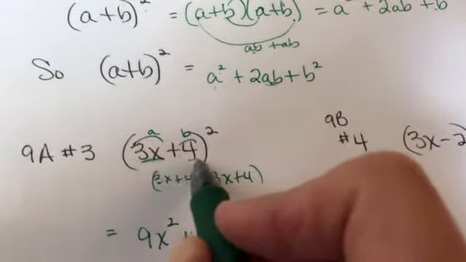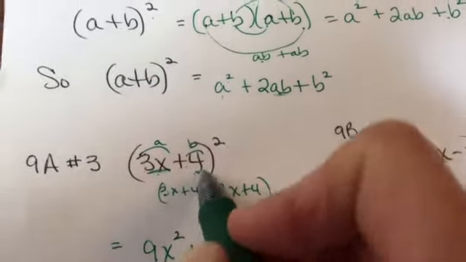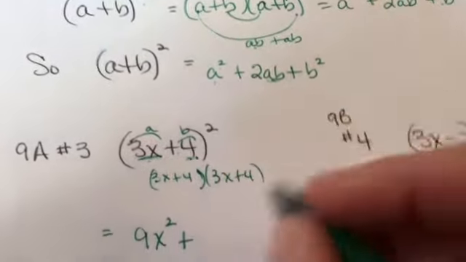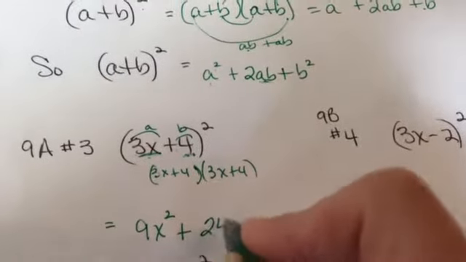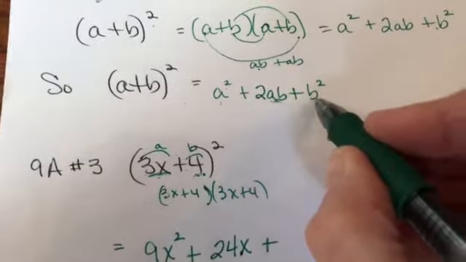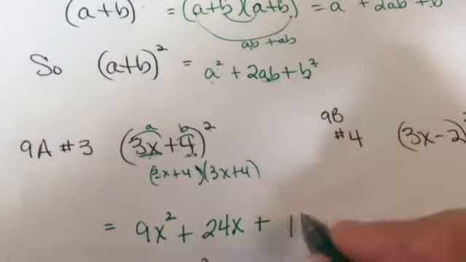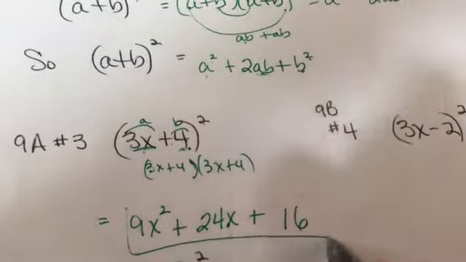Then the easiest thing here is to multiply your a and your b together. This is your a and this is your b. So if I multiply these two together, I get 12x, and then it says to double it. So 12x and 12x is 24x. And then last but not least, it says take your last term and square it. So I'm going to take my 4 and square it, which is 16. So that would be my answer right there.